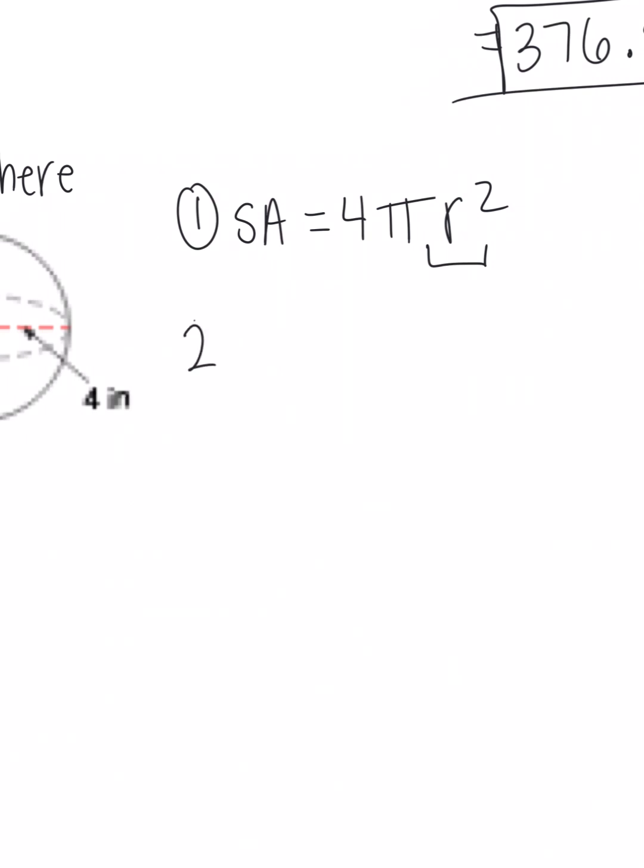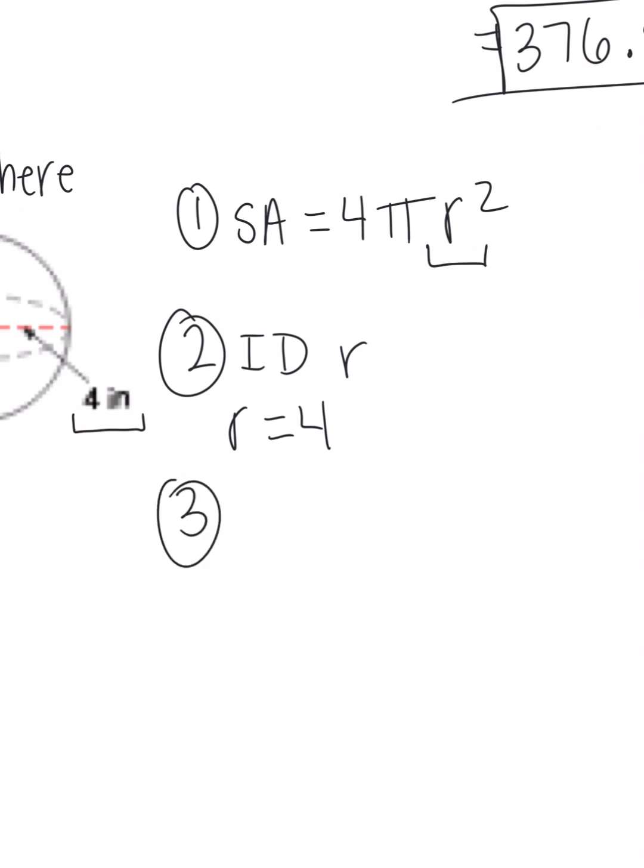So what I would say is for step 2, identify your radius, which they give to me, which is really, really nice. They could have given me the diameter, but they didn't. They gave me the radius. So my radius is 4. And then we're just going to plug things in. So 4 times pi, I'm going to put 3.14, times my radius squared, right? This is my radius. That's why I'm putting that there.